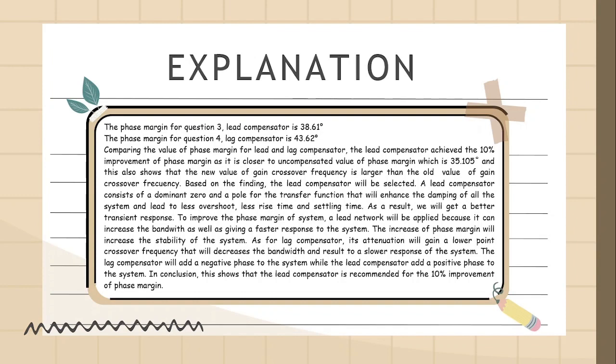As for the lag capacitor, its attenuation will give a lower gain crossover frequency that will decrease the bandwidth and result in a slower response of the system. The lag capacitor will add a negative phase to the system, while the lead capacitor adds a positive phase to the system. In conclusion, this shows that the lead capacitor is recommended for the 10% improvement of the phase margin.